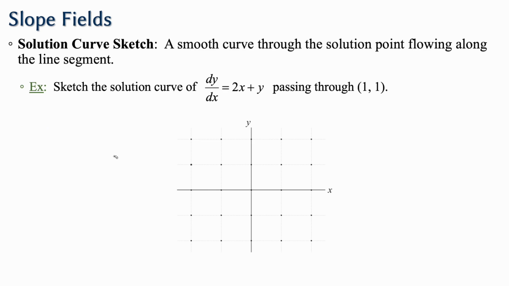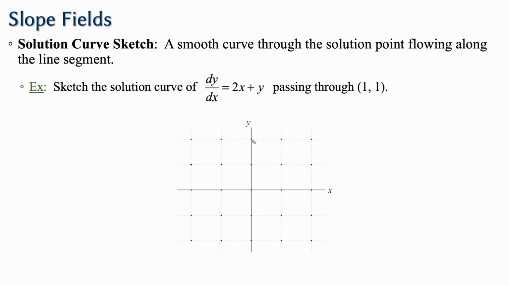Now, when we actually want to use slope fields, a lot of times we might use them to make what's called a solution curve sketch. And that just means that we're going to make the slope field, but more importantly, we have a certain place where we care about what the solution may look like. So in this example here, we're going to sketch the slope field for the derivative equal to 2x plus y, and then we want to sketch what the solution curve would look like passing through (1, 1). So we get an idea, given that condition, of course, what the solution would look like.